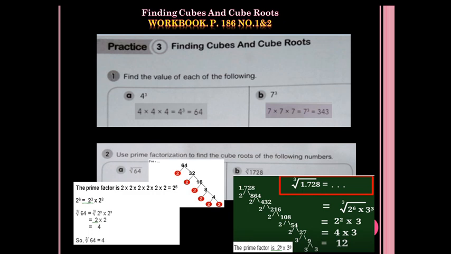Here we have to find the answer by using prime factorization. But if it is too long for you later, you can use the answer directly. The cube root of 64 equals 4, like that. The cube root of 1728 equals 12, just like in the textbook number 9 before. So it is easier for you to answer number 2.